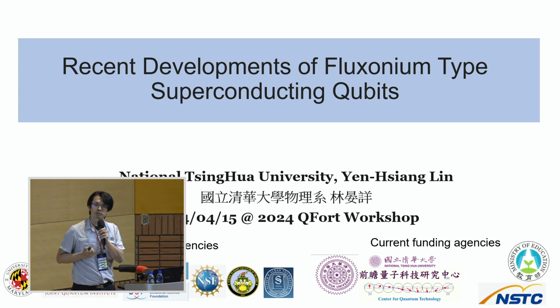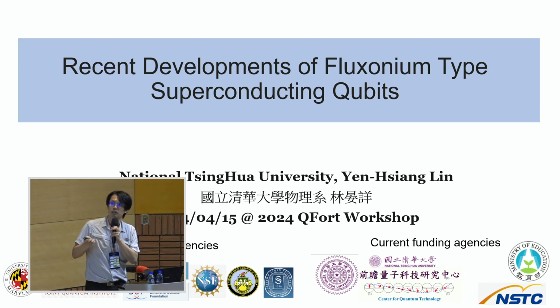So today I'm going to talk about a little bit different qubit compared to the previous two talks. In the previous two talks, mainly the qubit Professor Oliver and Professor Qidong Chen were using is the transmon. Today I'm going to talk about a different type of qubit, called fluxonium, and I want to do a little bit of a review, to take a look at the recent development of these fluxonium type of superconducting qubits.